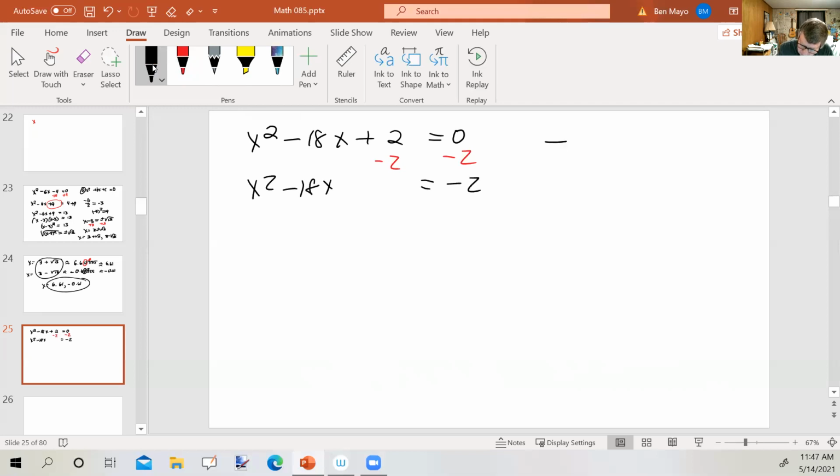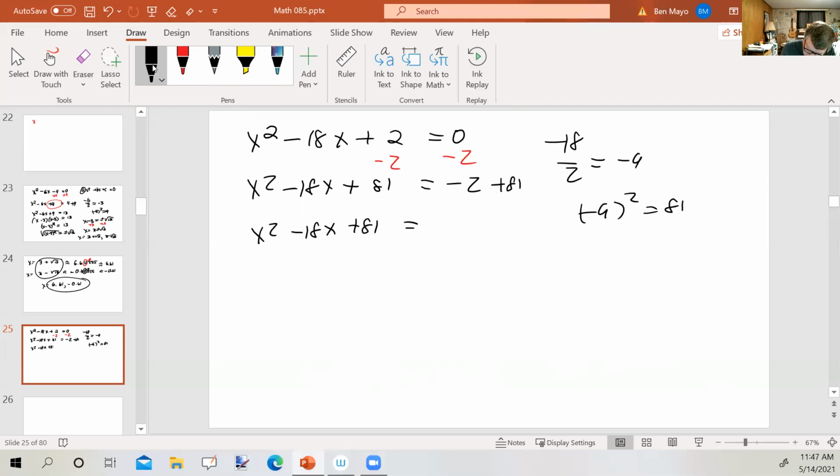I'm going to take the coefficient of x, cut it in half, square it, and add it to both sides of the equation. So now I get x squared minus 18x plus 81 equals 79. On the left side, I have x minus 9 times x minus 9, or x minus 9, the quantity squared.